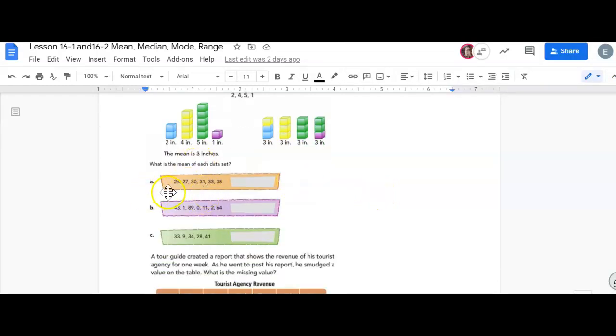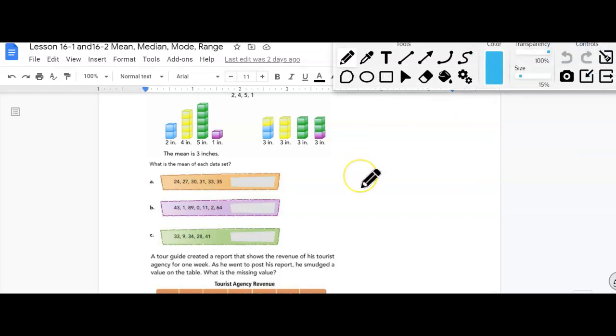At this time, I would like for you to solve for the mean of these 3 data sets. I keep clicking the wrong one today.